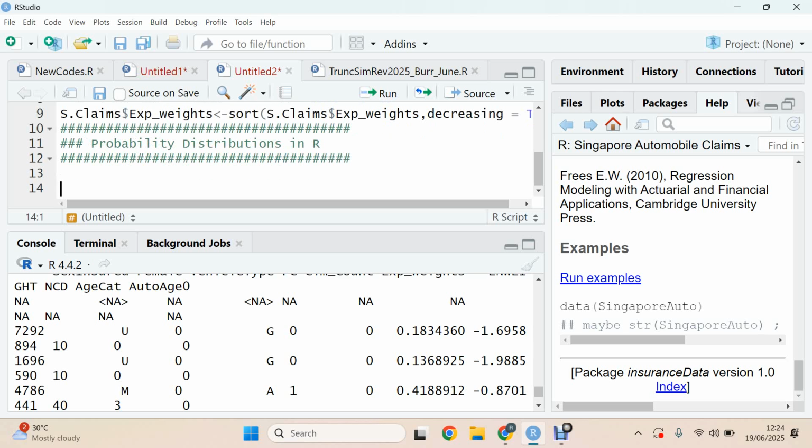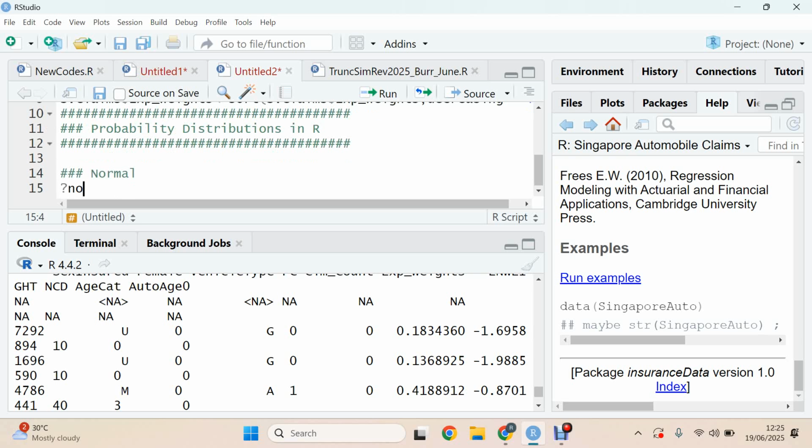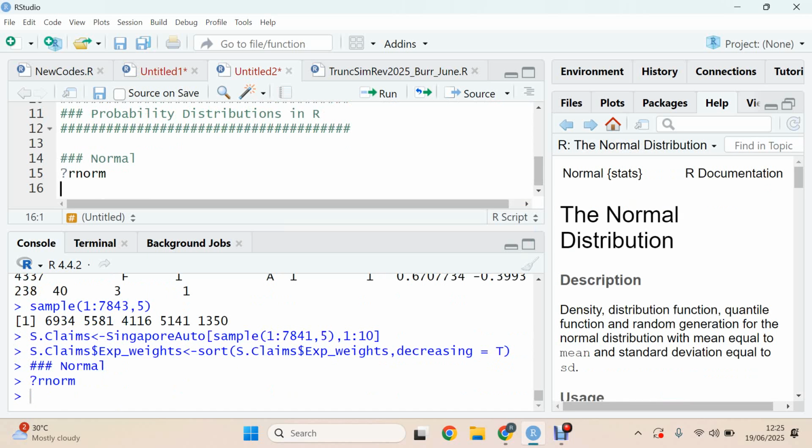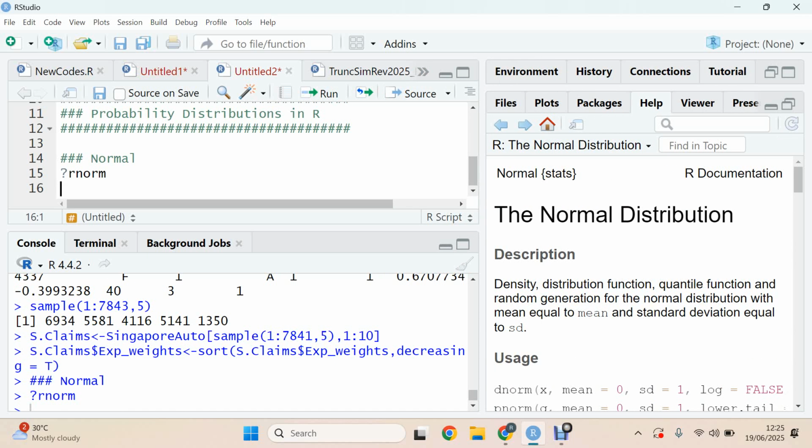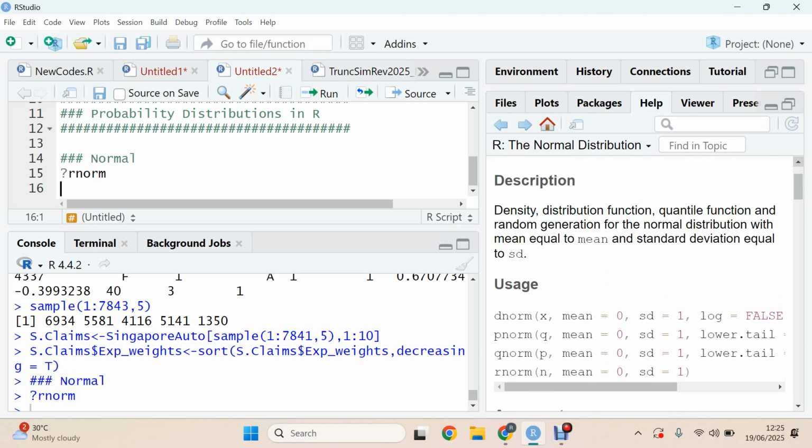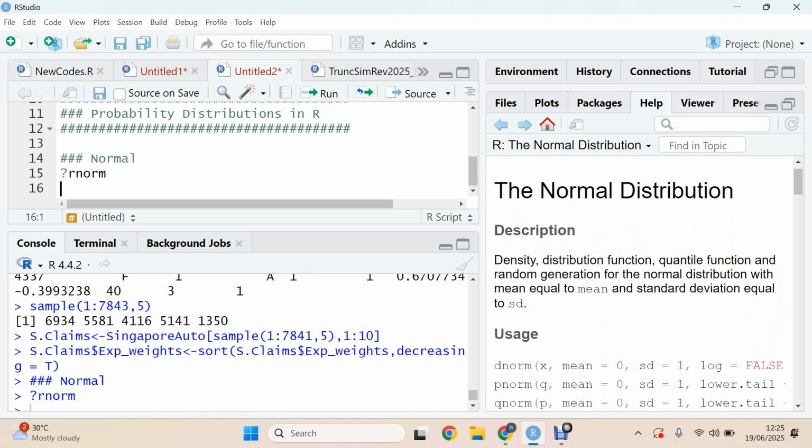So let's look at this. I talk about the normal distribution. So rnorm like this. It says this is all normal, and it is in what package? Stats. Now, if you look over here, see the normal distribution: density, and the distribution function, which is the cumulative distribution. Then we have the quantile function.